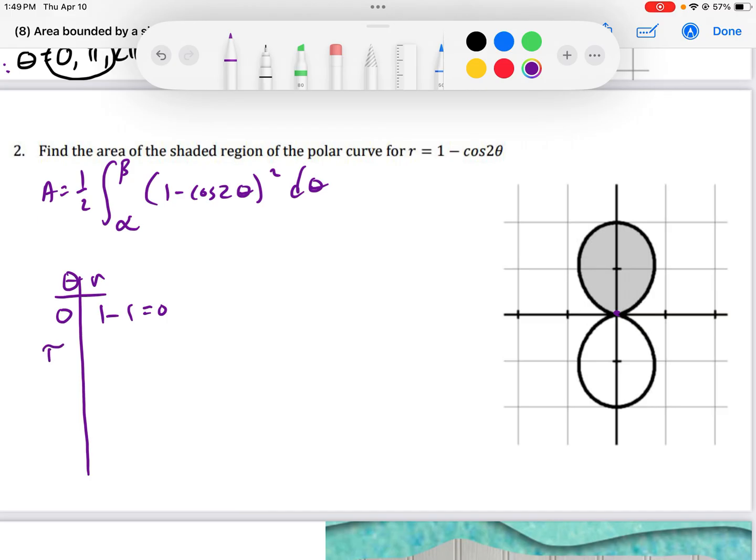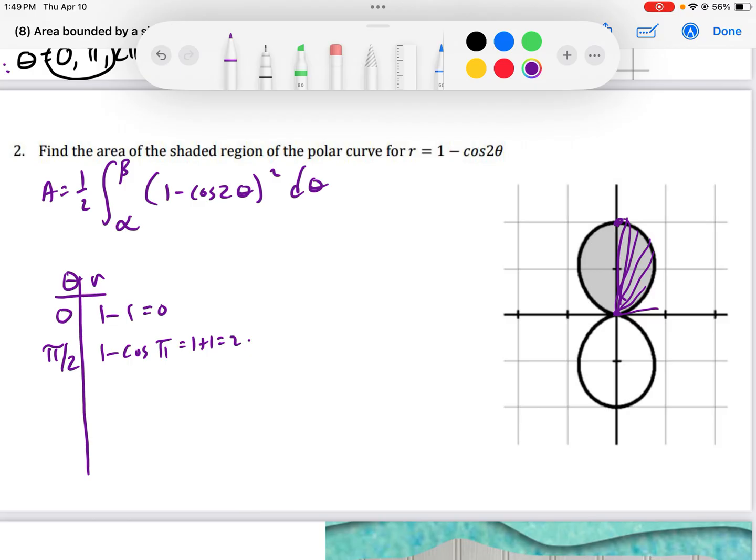If I plugged in pi over 2, that's going to be 1 minus cosine of pi over 2 times 2. So that's going to be cosine of pi, right? Cosine of pi is -1. So this is 1 minus a -1, which is 2. So up there, it's at 2. So nothing crazy is happening. If I sweep out 0 to pi over 2, that would give me half of it.